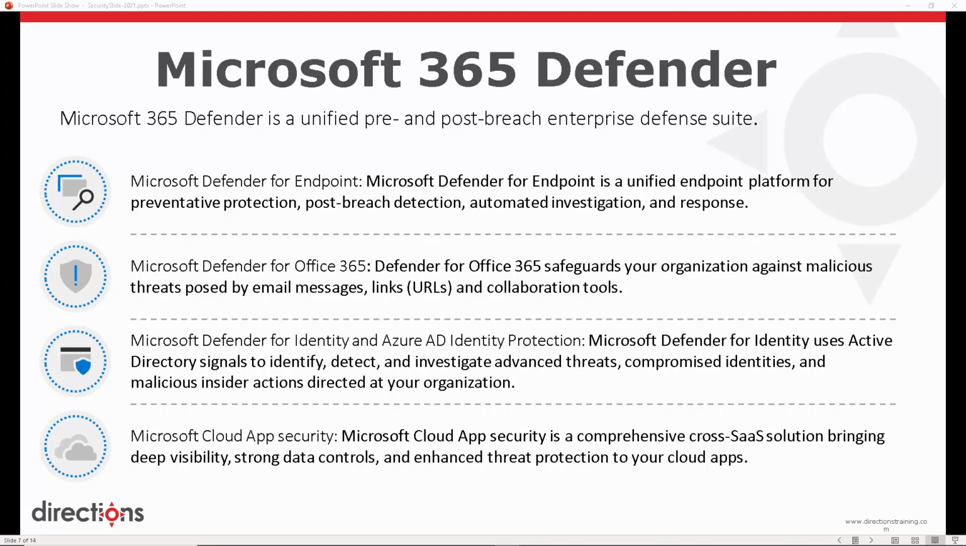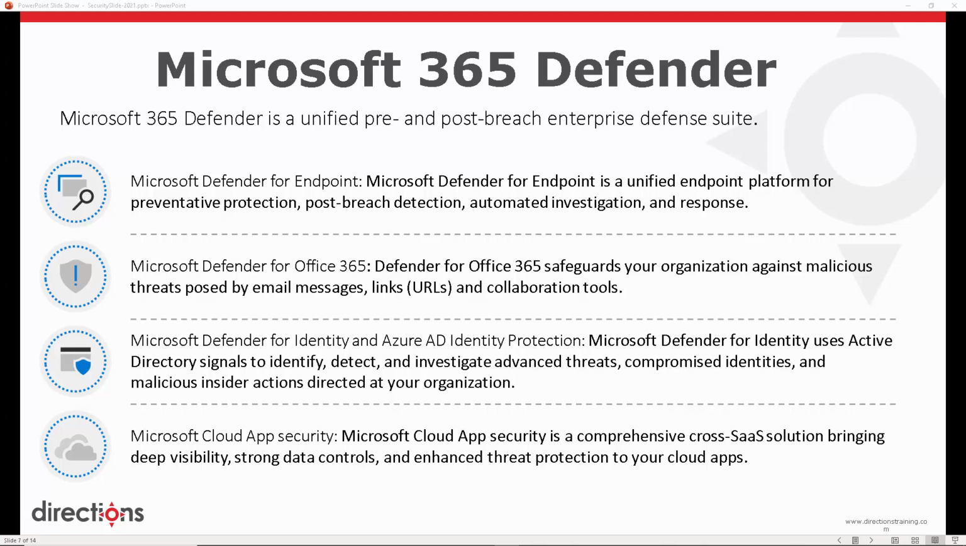The Defender for Identity service pretty much uses Active Directory signals on premises, so we're looking at anomalies on premises the way that Azure would in the cloud, to detect and investigate advanced threats and compromised identities. So we can catch those malicious attempts and use identity protection to protect the user and where they're logging in from, based off user and sign-in risk.